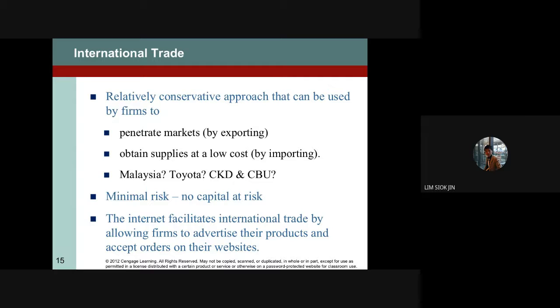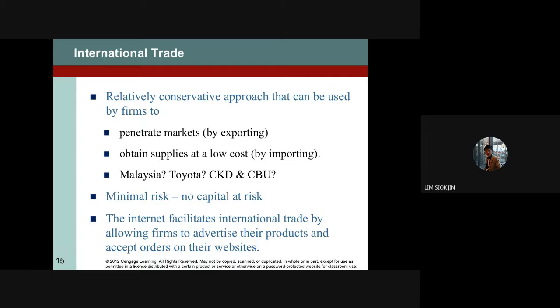Okay? But what is a CBU? CBU is completely built up. Means, if we want to buy certain cars, Tesla. Tesla is an electric vehicle, right? Electric vehicle Tesla, we don't see that in Malaysia. But is it on the road? I've seen one or two before. Tesla, electric car. It's not from Malaysia. It's not made in Malaysia. Malaysia cannot make such a car.